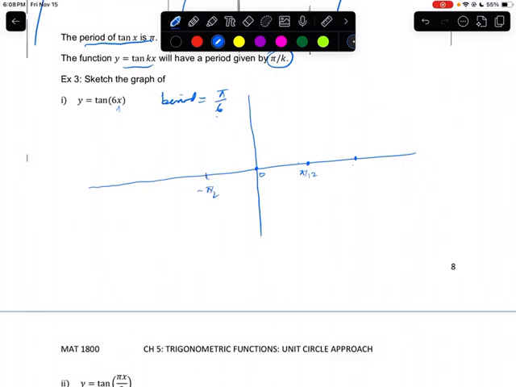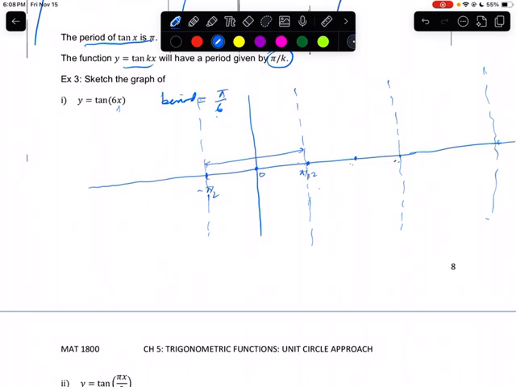Will we have the asymptotes there? Yes. So now this is pi over 6. If I go that much here, then I will have another asymptote, and again the same distance, here I will have another asymptote. So what will this be? This is pi over 12. This I can say 2 pi over 12.